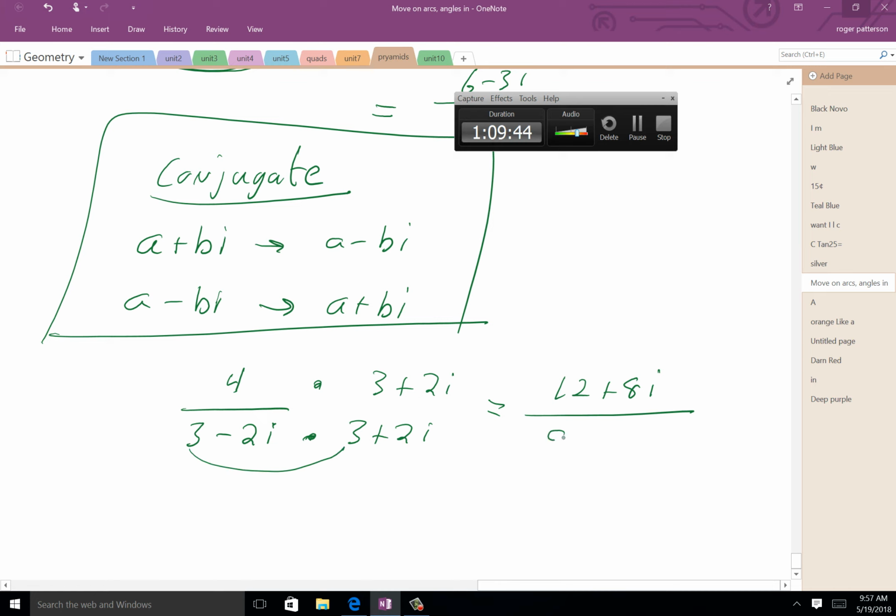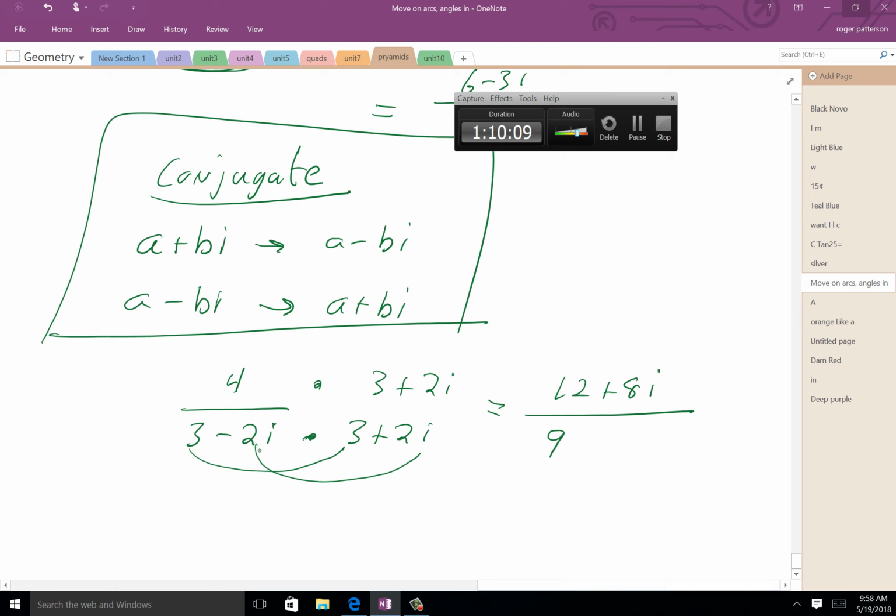Okay, for the bottom, there's 9. What happens when we do the 3 and the 2i and the 2i and the 3? What's going to happen to those? They're going to cancel out. I don't even need to bother with it. So I'm just going to go like this. I'm not going to do the middle ones because they're just going to cancel out anyway. It's just a waste of time.